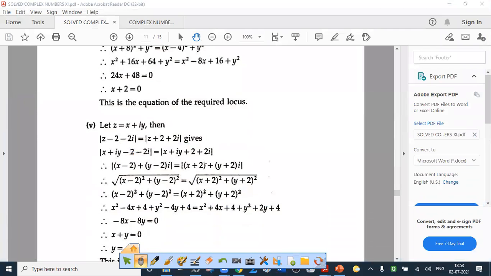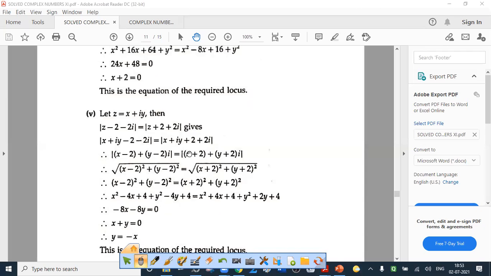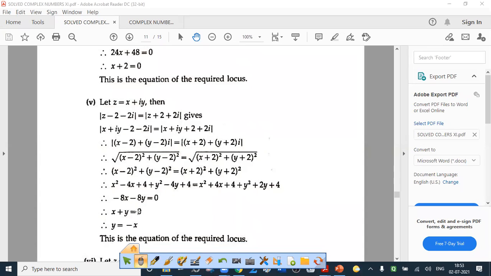Okay. Fifth one. What is given? Mod of z minus 2 minus 2i is mod of z plus 2 plus 2i. But z is x plus iy. Write both complex numbers in standard form, that is a plus ib form. Now modulus is root of square of real part plus square of imaginary part. On squaring and simplifying, you get x plus y equal to 0.